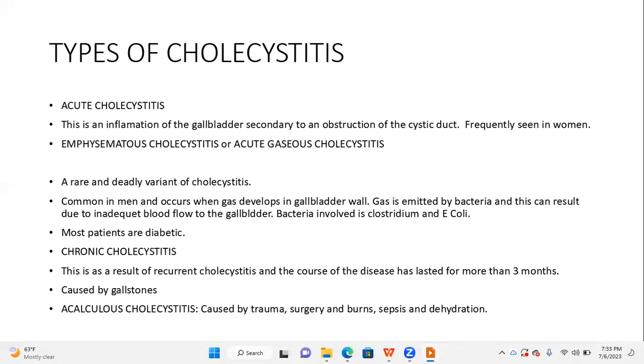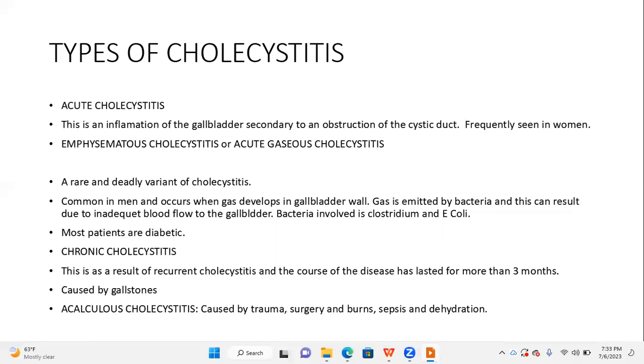So when there's inadequate blood flow to the gallbladder, cells will die, and this may cause what is known as gangrene of the gallbladder walls. When this happens, it is considered a surgical emergency because if care is not taken, the gas may spread to other parts of the body.